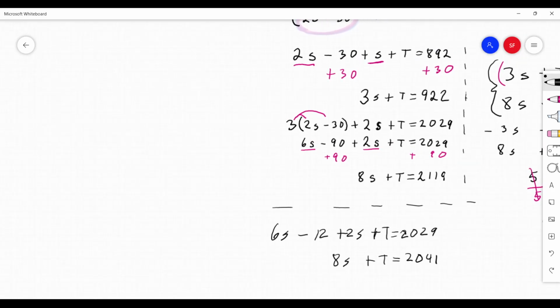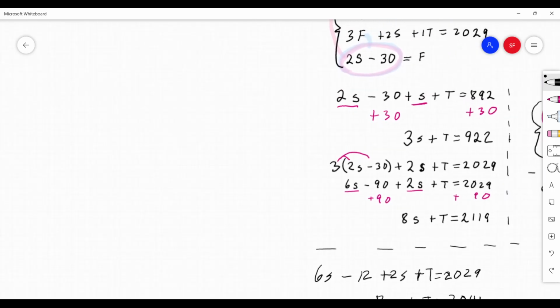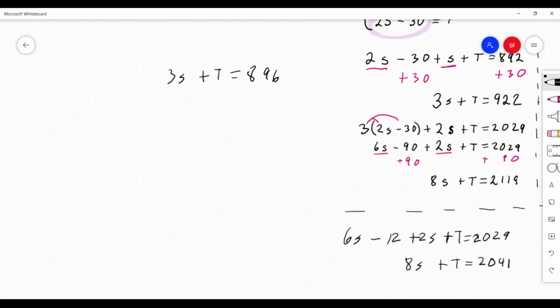And then the first equation would be 3s plus t equals 896. So 8s plus t equals 2041. To be difficult, 896 minus 3s equals 2041 minus 8s.